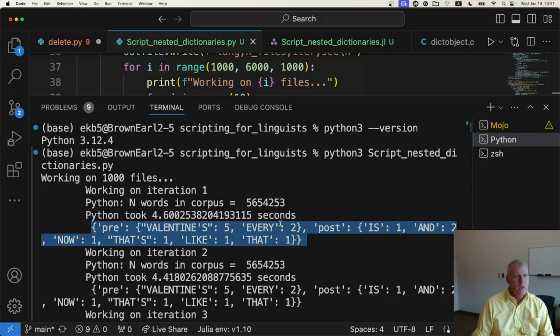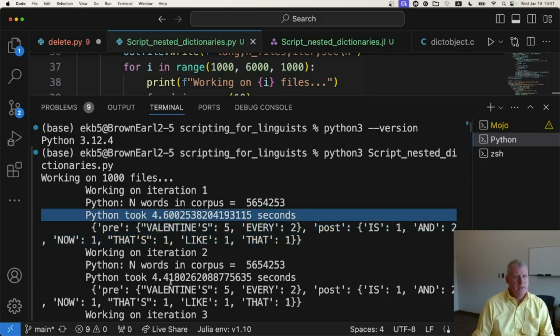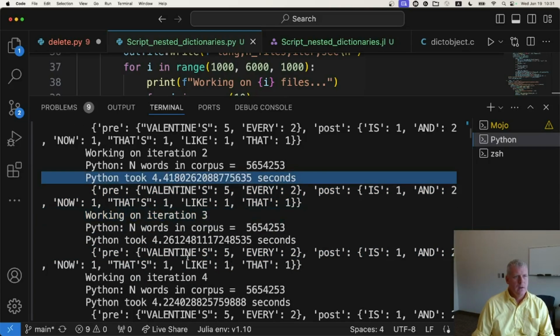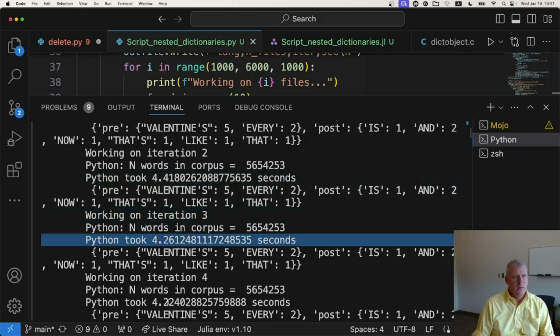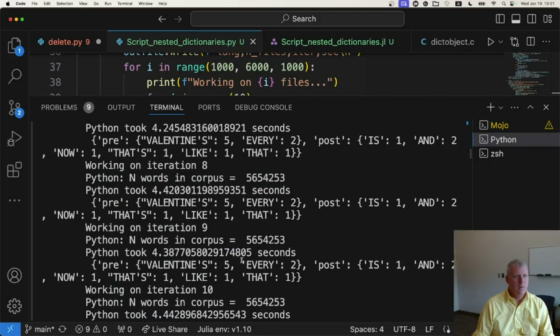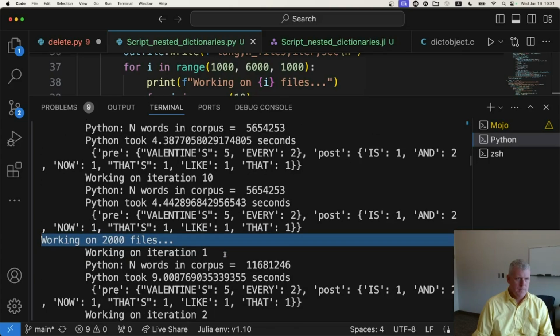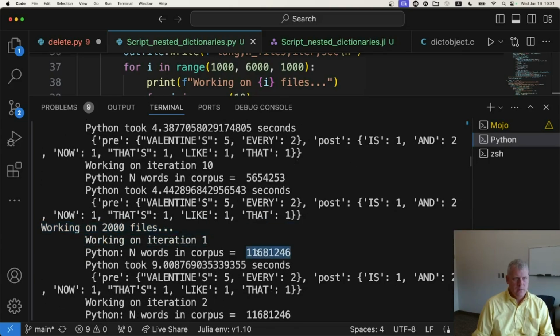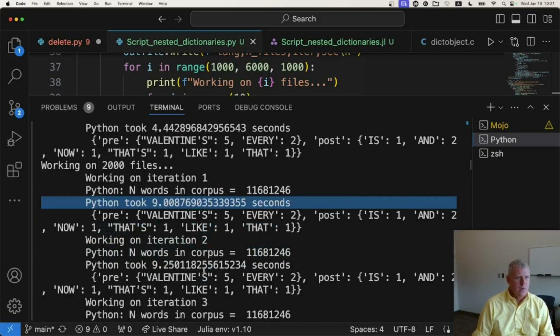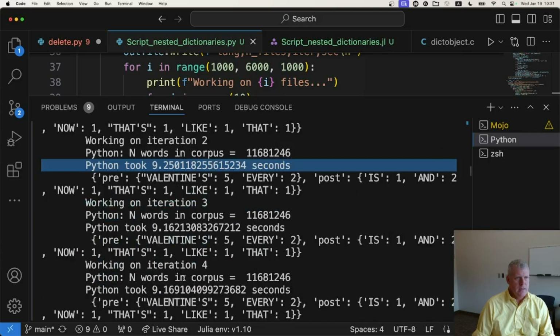So let's take a look at the times here. Yeah, 4.6, 4.4 seconds, 4.3 if we round up there, 4.2, et cetera, about 4 seconds. Good. Then we jump up to 2,000 files, and we get more words, 11.7 million words there. And we're getting about 9 seconds.